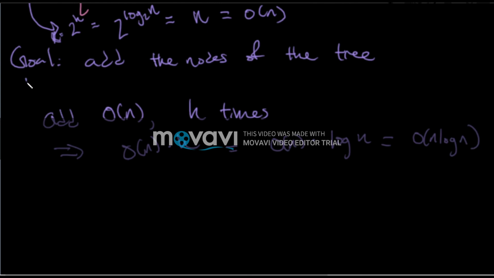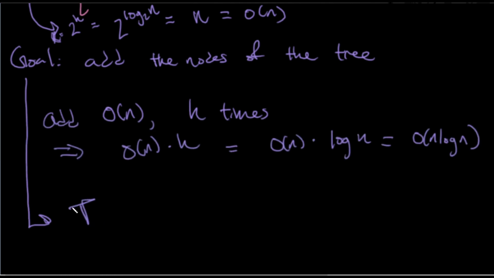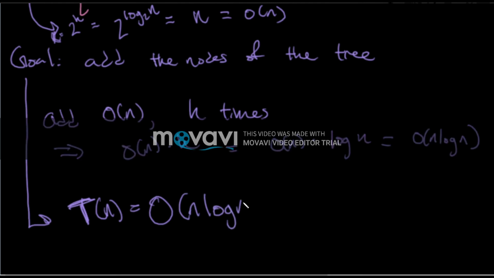And so to reiterate, our goal was to add the nodes of the tree to find the runtime. We found that the runtime T of n, the runtime to run merge sort on an array of size n, is big O of n log n.